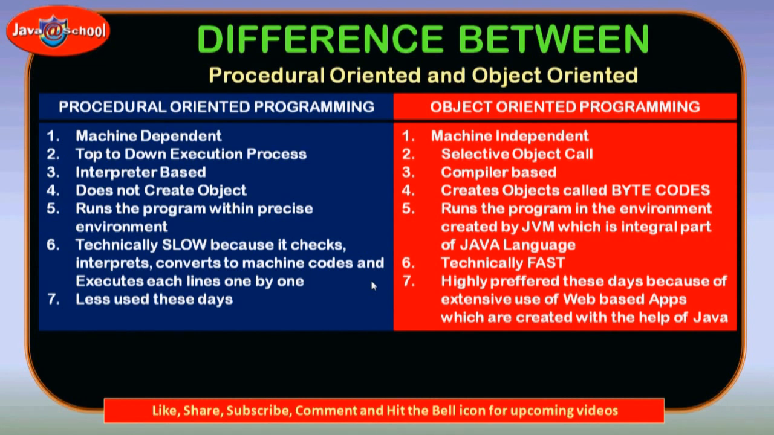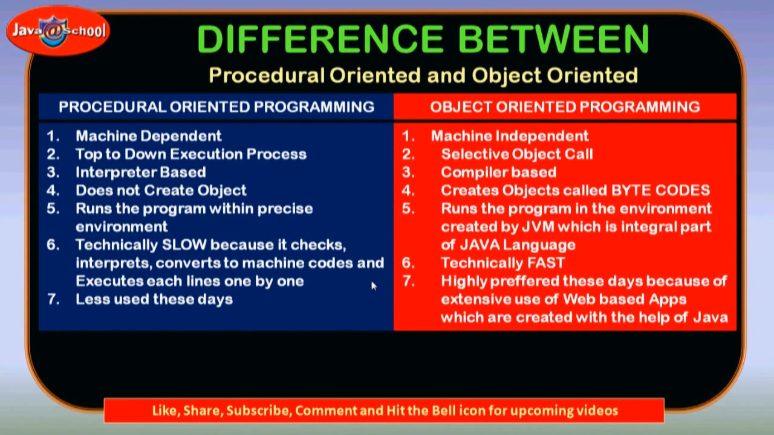Next difference, POP is technically slow. Why is it slow? Because the programs are processed line by line. On the other side, object-oriented programs are technically faster because once the programs are compiled, there is nothing to worry about, nothing to make the program stop in the middle. Once the bytecodes are created, they execute very fast.